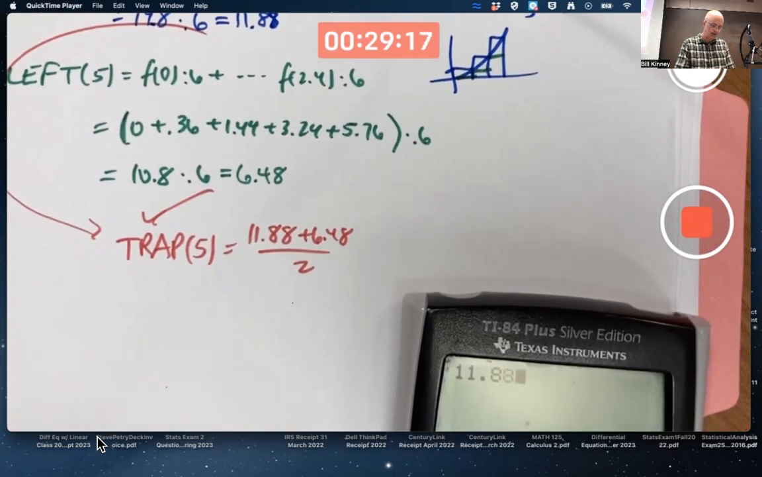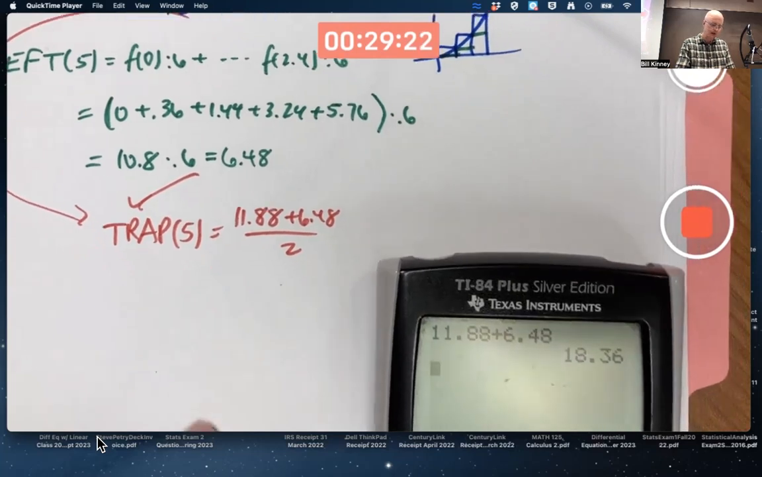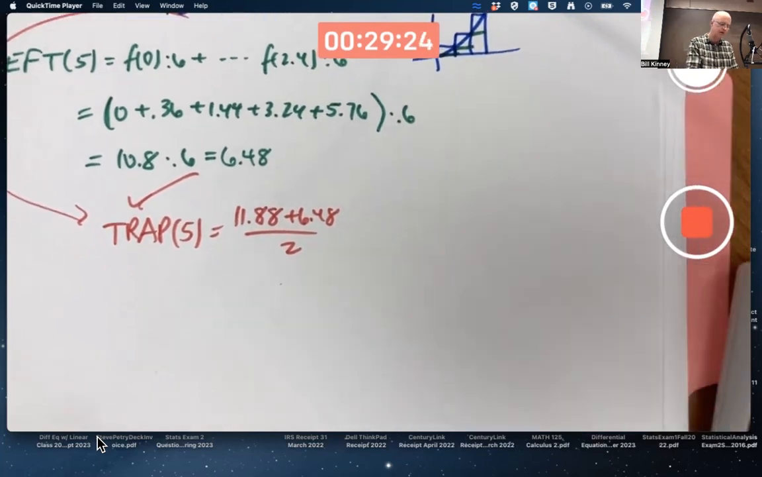11.88 plus 6.48 is 18.36. Divide by 2, you get 9.18. Pretty close.